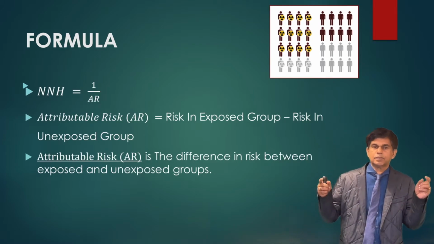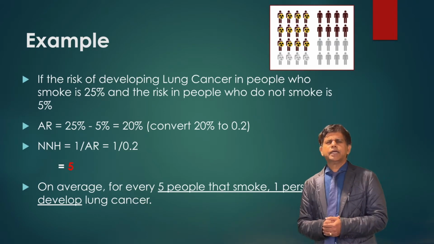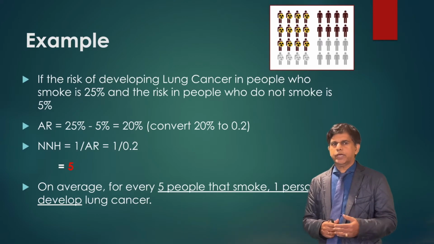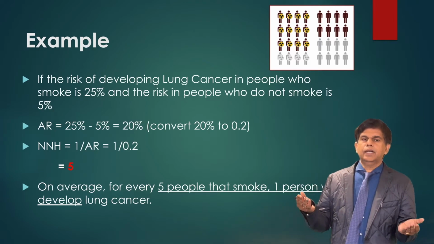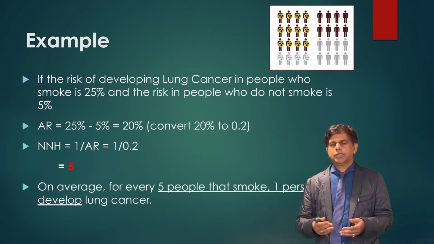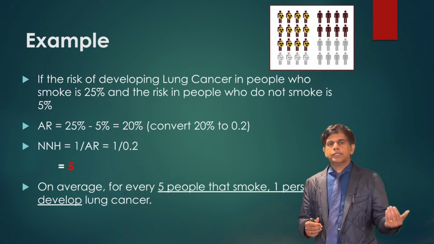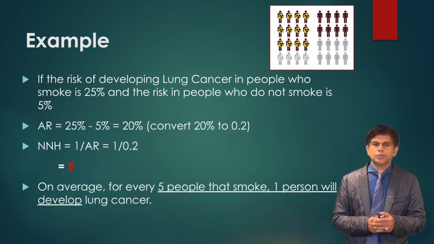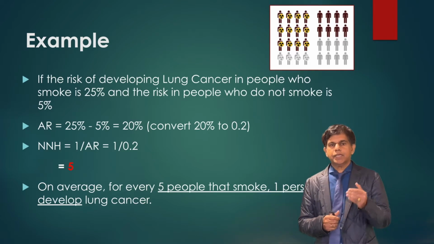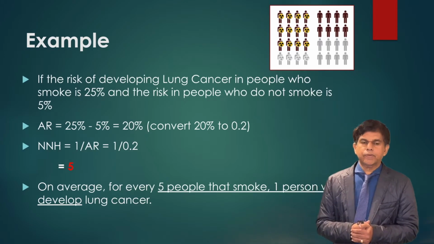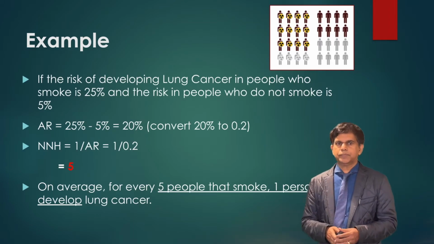So let's start with our first example. If the risk of developing lung cancer in patients who smoke is 25% and the risk in the people who do not smoke is 5%, okay, the first thing we have to do is calculate the attributable risk, which is you take the 25% minus 5%, that is 20%. Once you get the 20%, we have to convert it into decimal, which is equal to 0.2. Now, let's bring our formula, which is number needed to harm is equal to 1 divided by attributable risk, that equals 1 divided by 0.2. So we get the number 5. On average, every 5 people that smoke, one person will develop lung cancer, okay?